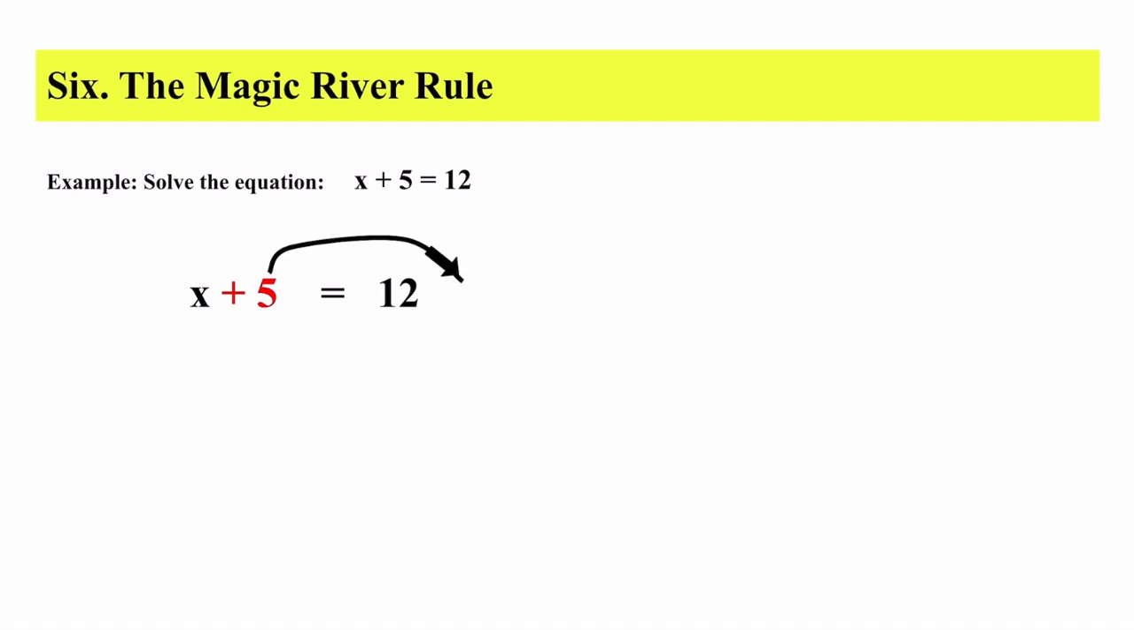When it crosses the river, it changes into its inverse operation. Since it is plus 5 on the left side, it becomes minus 5 on the right side. So the equation now becomes x = 12 - 5. Now we simply subtract. 12 - 5 = 7. So the solution is x = 7.